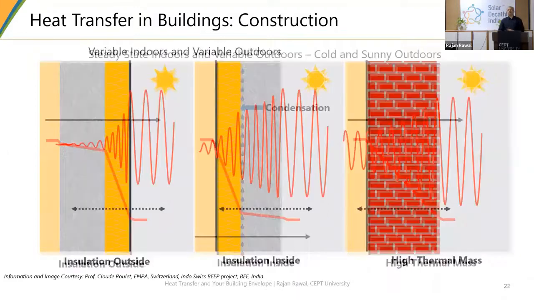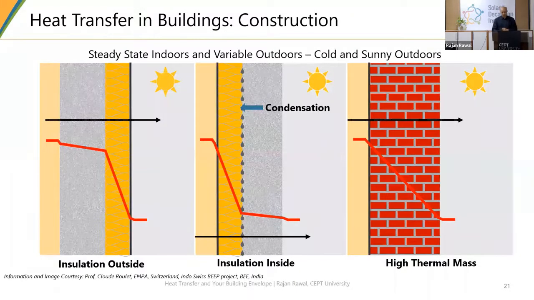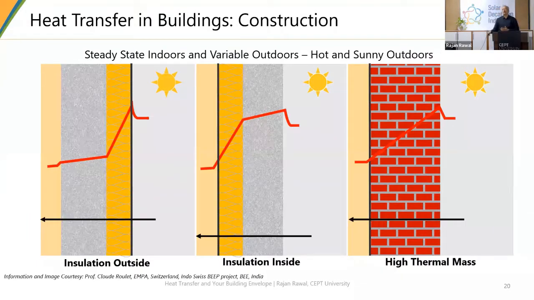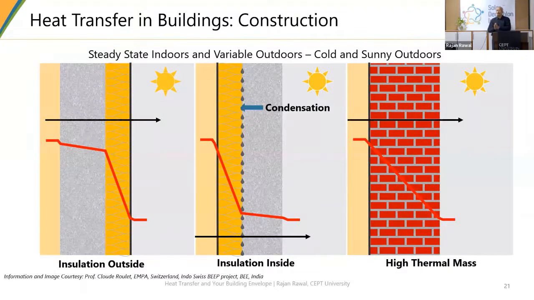Sometimes in a colder climate, so the earlier slide which I showed was for hot and sunny, or hot and dry climate. This slide is for cold climate. If you put the insulation inside, you might want to put a little more effort into understanding whether condensation will take place between two layers or not. If condensation takes place and you don't have a vapor barrier, probably the effectiveness of insulation will reduce. So depending upon climate zone, you might want to decide where you want to put insulation.